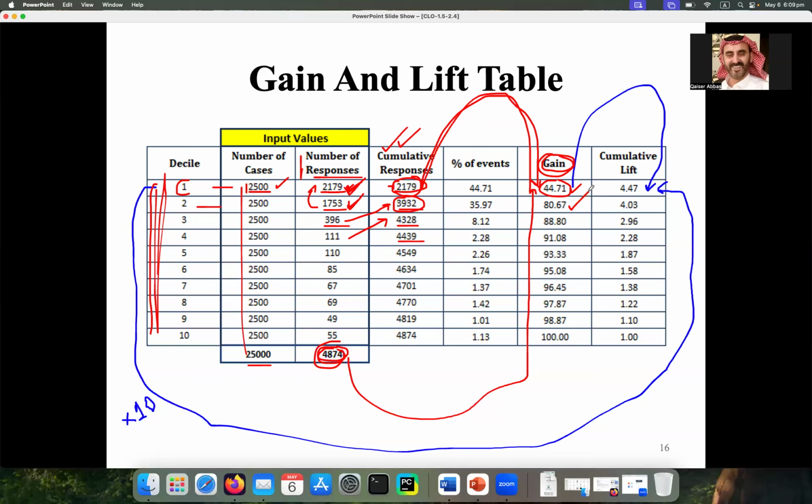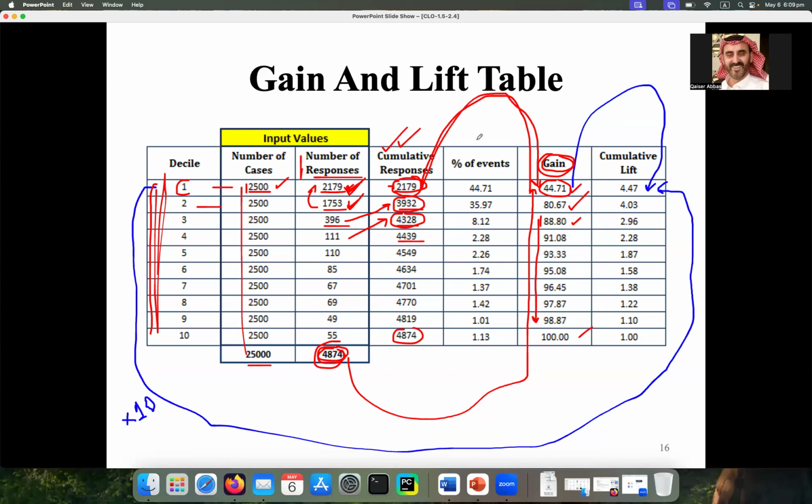This percentage. Similarly, how am I getting this value? This value divided by this total multiply by 100, and I am getting this value. That's why these lines in the slides will give you that idea. In this way, you are calculating all these values up to the end. And finally, 4874 divided by 4874 is 1. Multiply by 100, you have 100.